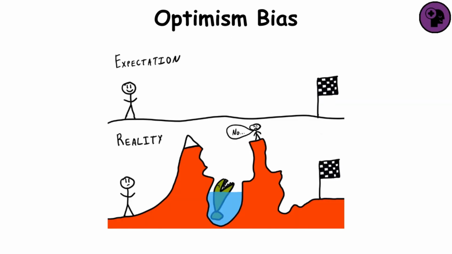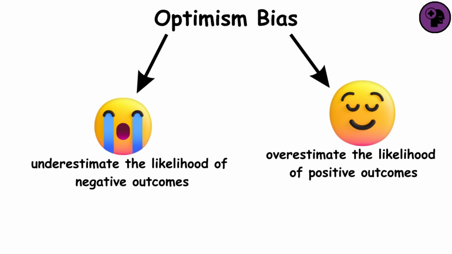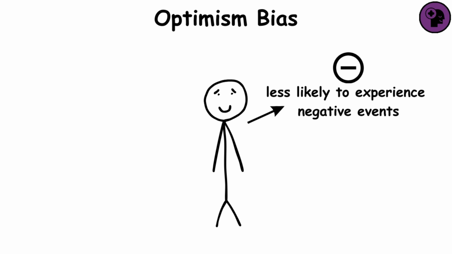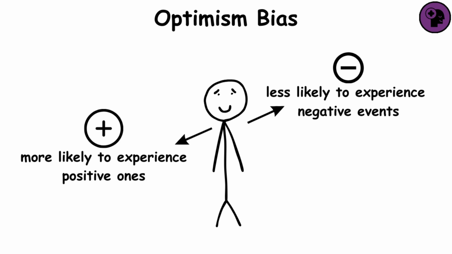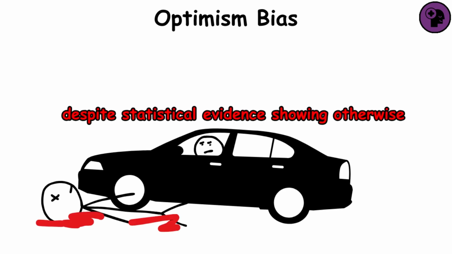Optimism bias. Optimism bias is where individuals overestimate the likelihood of positive outcomes and underestimate the likelihood of negative outcomes. This leads people to believe that they are less likely to experience negative events and more likely to experience positive ones compared to others. Someone might believe they are less likely to get into a car accident than the average person, despite statistical evidence showing otherwise.